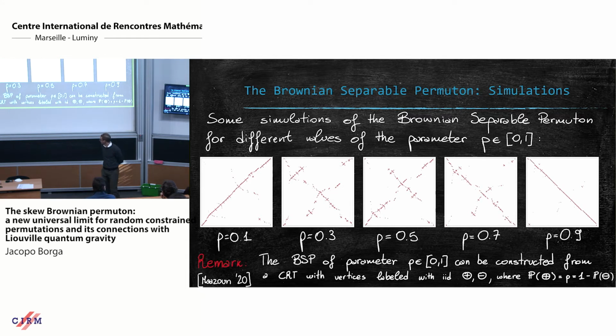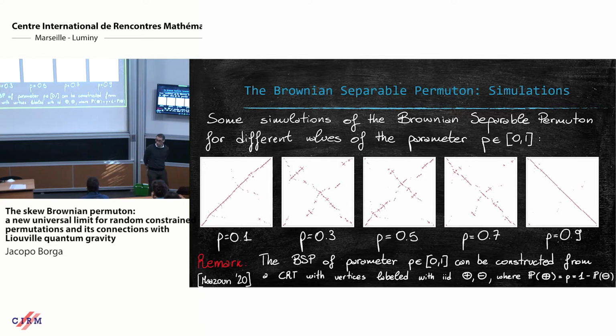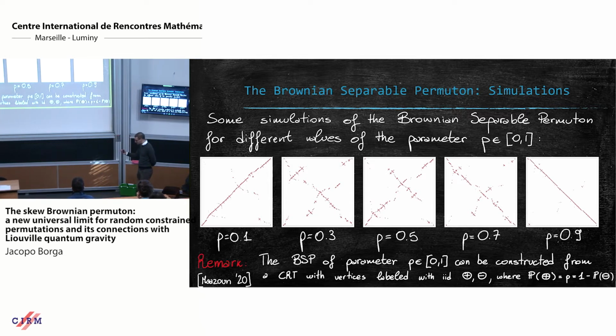So as I said before, Maazoun in 2020 gave an explicit construction of this random object. You start with a decorated Brownian excursion where in each local minimum you have either a plus or a minus uniformly at random, and all the signs are independent. And there is a deterministic procedure starting from this random object to reconstruct the measure.